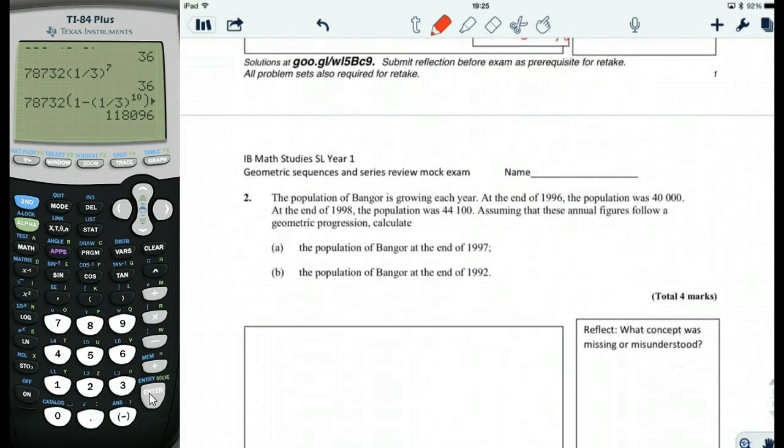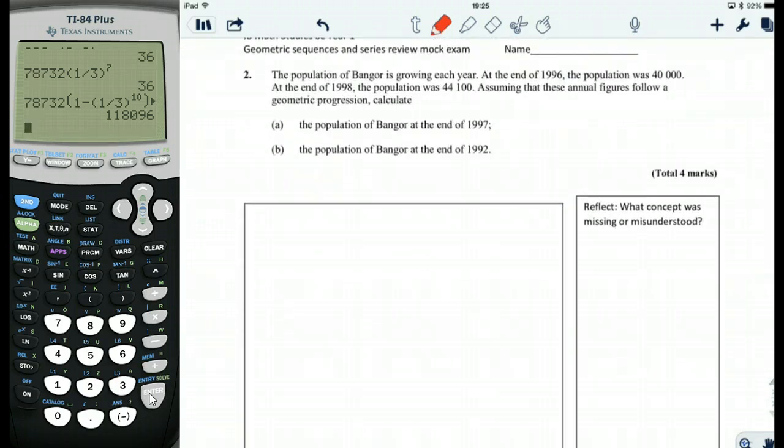Okay, next page. The population of Bangor is growing each year. At the end of 1996, the population was 40,000. At the end of 98, the population was 44,100. Assuming these annual figures follow a geometric progression, calculate the population of Bangor at the end of 1997.